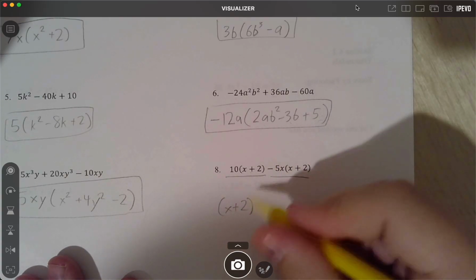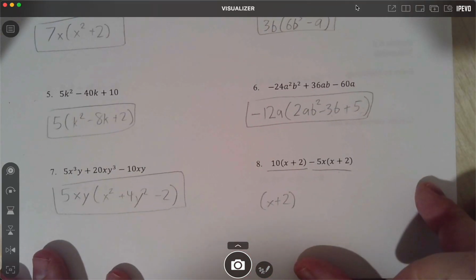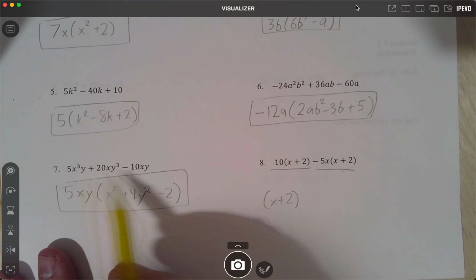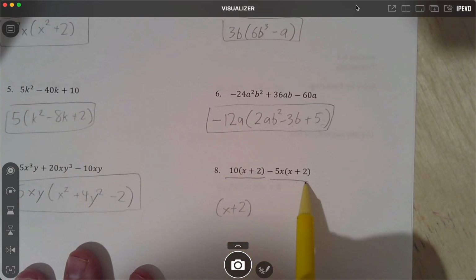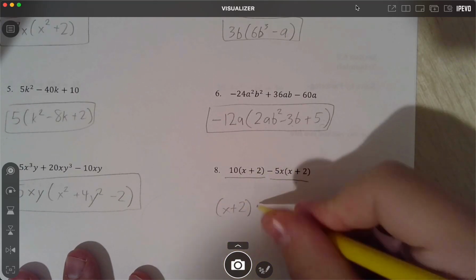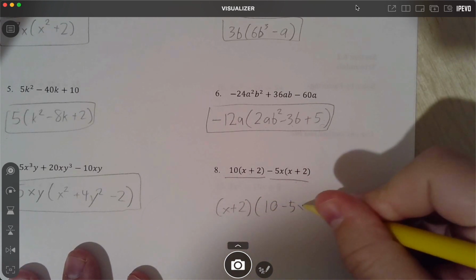The x plus 2 in parentheses is what's shared. So this looks awkward, but think about it. If 5 and 20 and 10 all share a 5 and I can take it out, then if this term and this term share the x plus 2, and I can see it literally in front of me, then I can factor out that x plus 2, and I've got my leftovers of 10 and negative 5x.